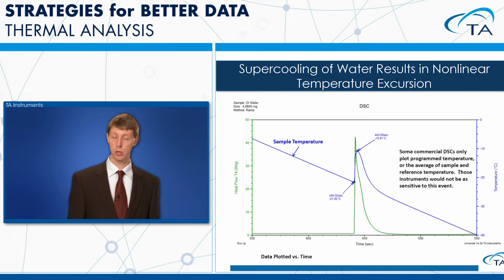So you shouldn't be afraid of seeing that loop. It's not anything wrong with your DSC. It is really what the material is going through. This can be very important when you're looking at materials and how they're processed, and looking at maybe the kinetic nature of a crystallization process of a polymer.